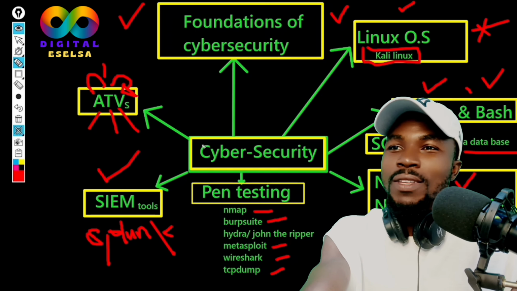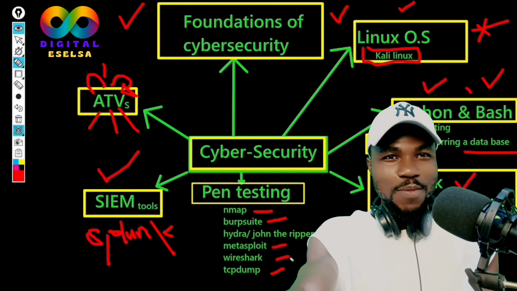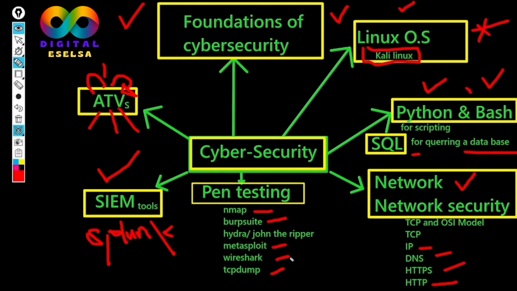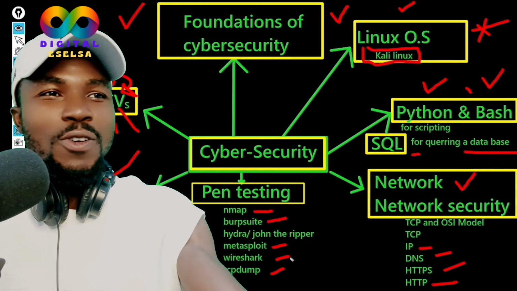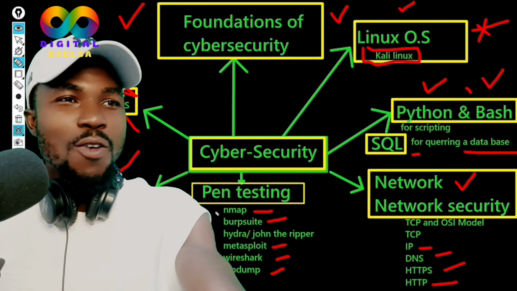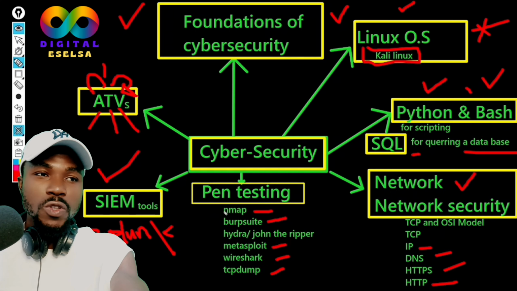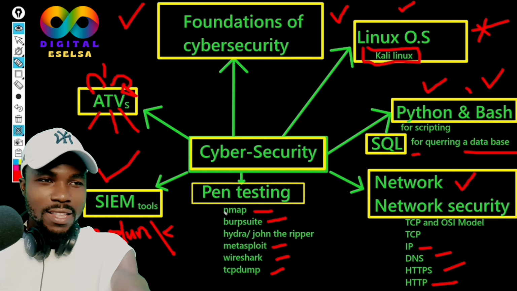Learning SIEM tools. Now, the final destination is penetration testing. Most people that come into cyber security, their goal is to be a hacker, a penetration tester, an ethical hacker. And for you to be a good ethical hacker, tools are many, but I just brought out the few tools that I know are very, very necessary.